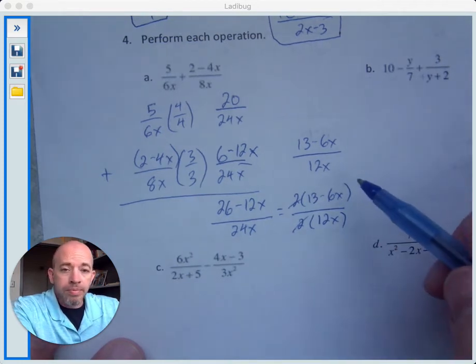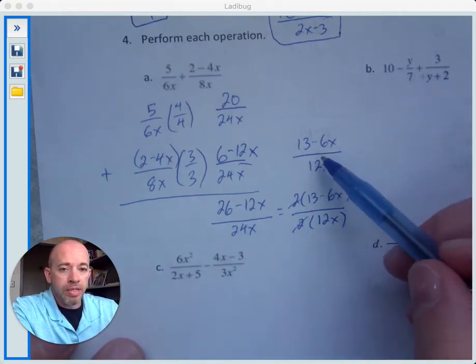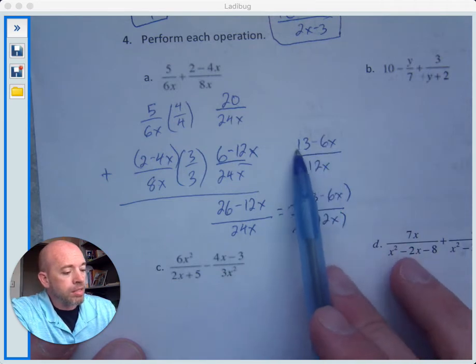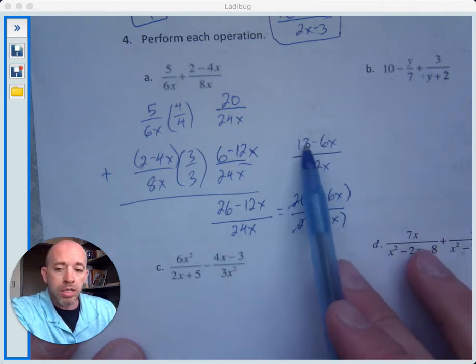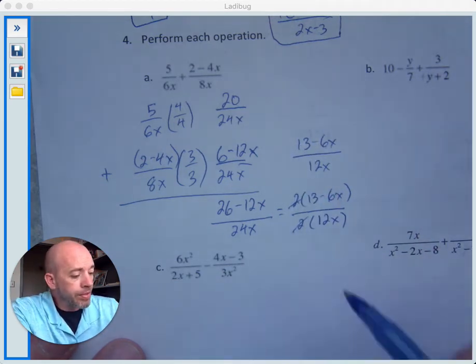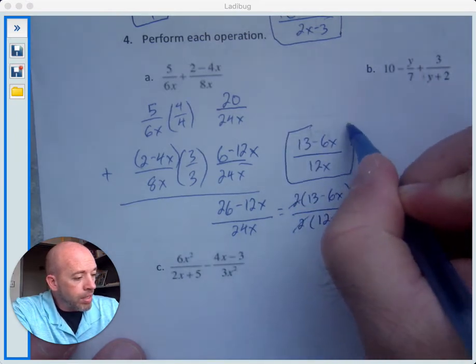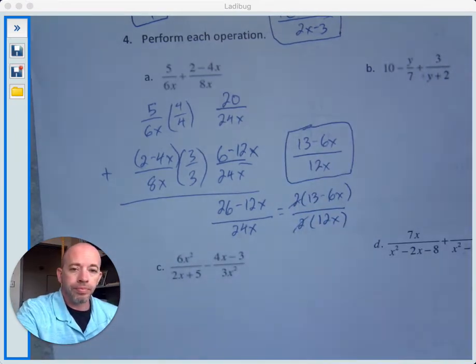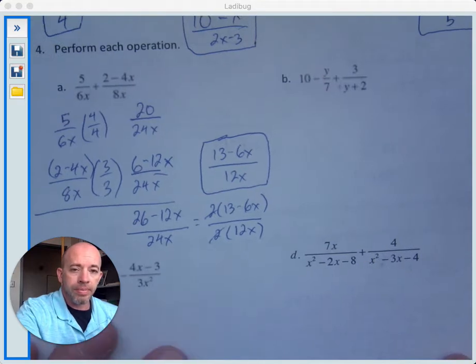Some people may be tempted to cancel the 6x and the 12x, but again, we can't do that. 13 and 6x are held together by subtraction, not multiplication. So this would be our answer in lowest terms. All right, we'll look at the next one.